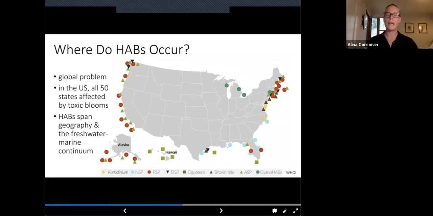For example, in the Gulf of Mexico, these blue circles represent neurotoxic shellfish poisoning caused by an organism known as Karenia brevis. And typically that organism resides in the Gulf of Mexico. But occasionally those blooms are transported around the tip of Florida along the East Coast, and they've been documented as far north as North Carolina. There are other taxa that really are more ubiquitous. They're sort of everywhere and they're really able to thrive in a lot of different environments.